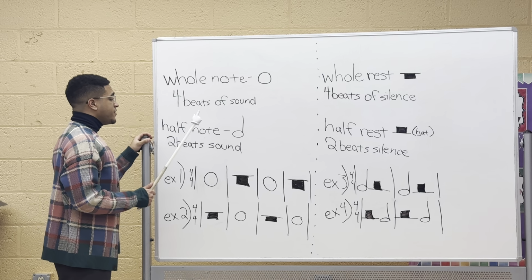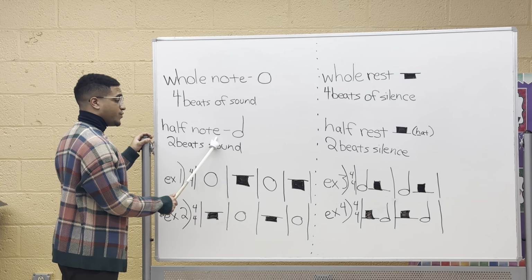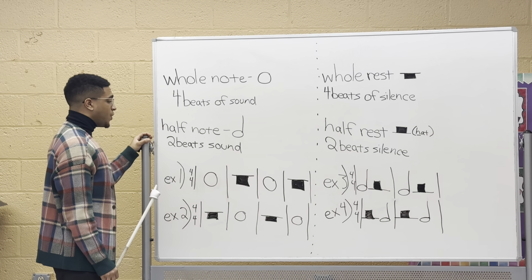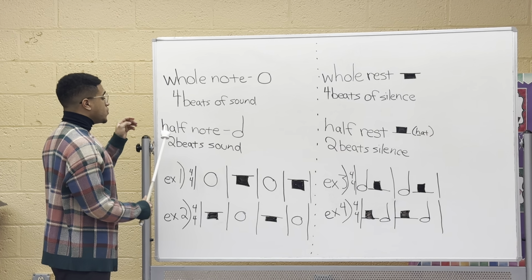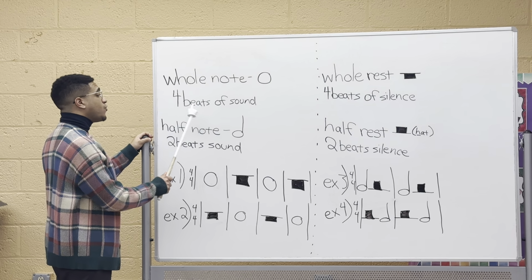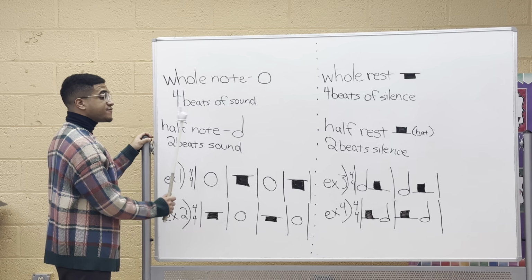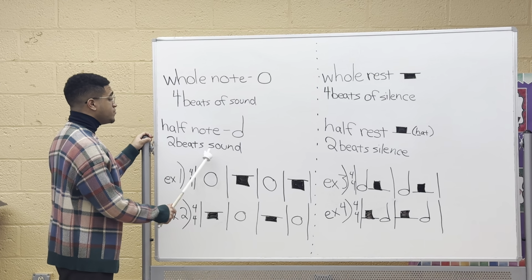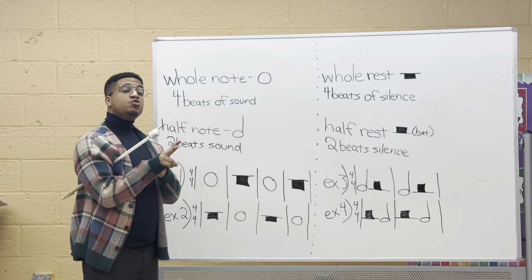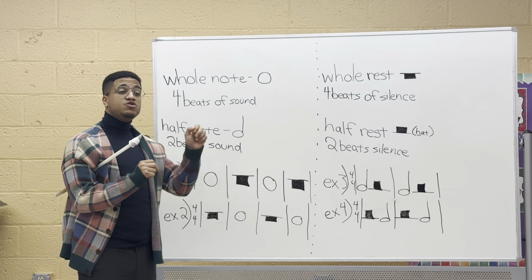Let's check out the half note. Okay? The half note. The half note is 2 beats of sound. Okay? The whole note above here was 4 beats of sound, and this half note instead is going to be 2 beats of sound. Okay? Same idea as the whole note, 2 beats of sound that are continuous, okay?